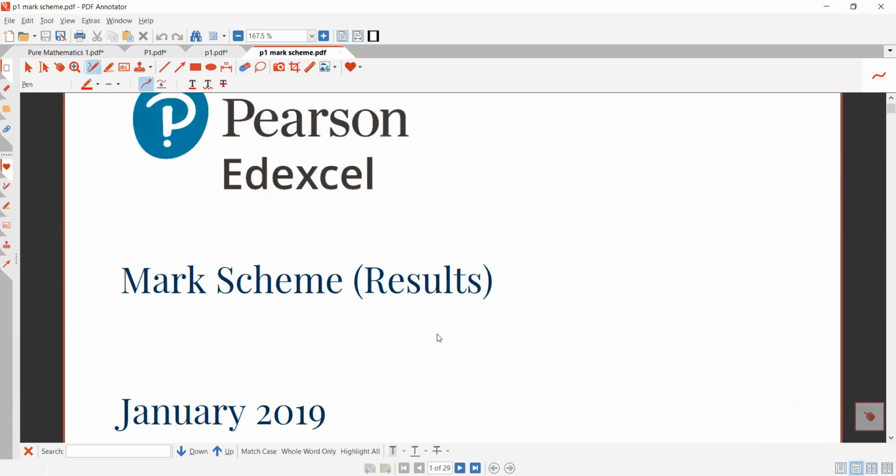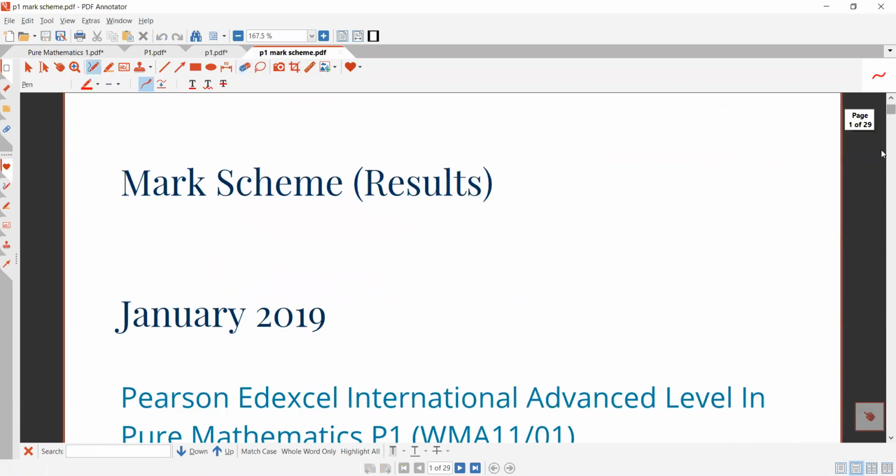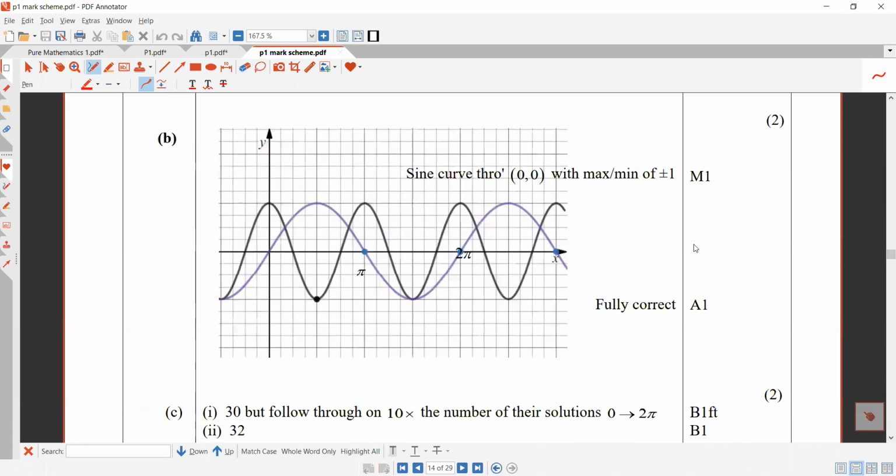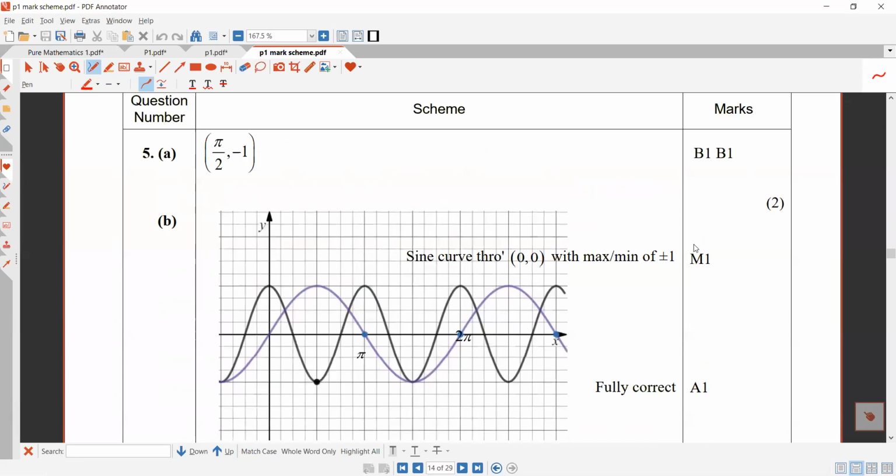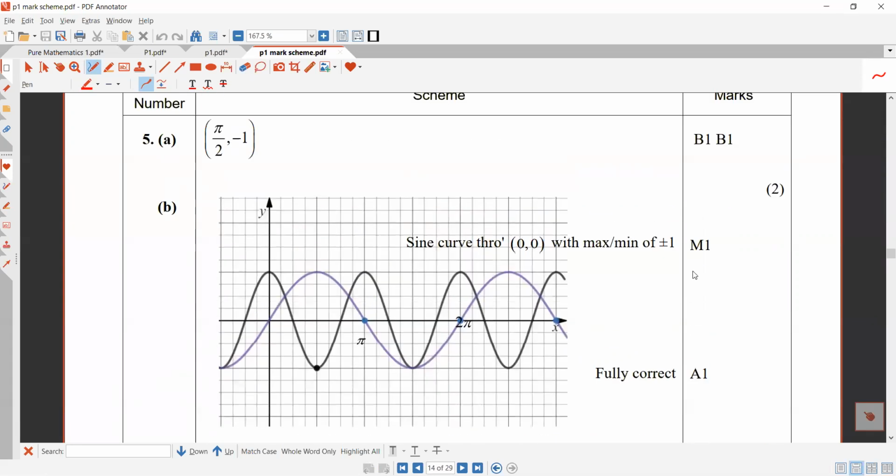Question number 5. Okay, they did even negative also. They did the whole thing. Sine curve passing through 0, 0, maximum, minimum, +1, -1, fully correct. Understood? Everyone?